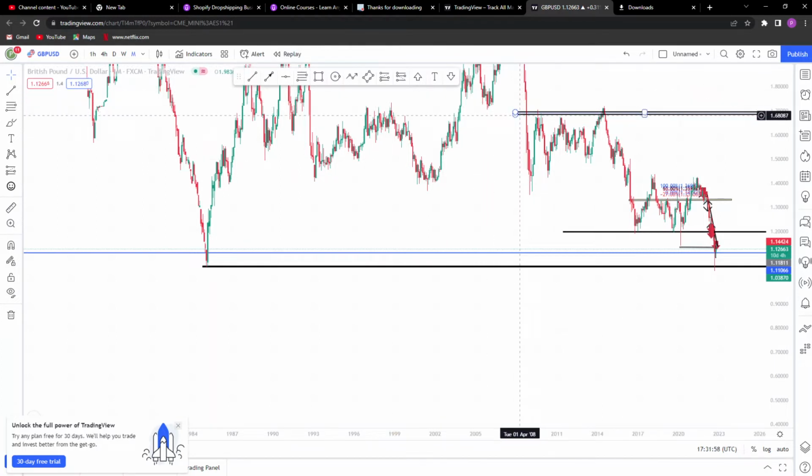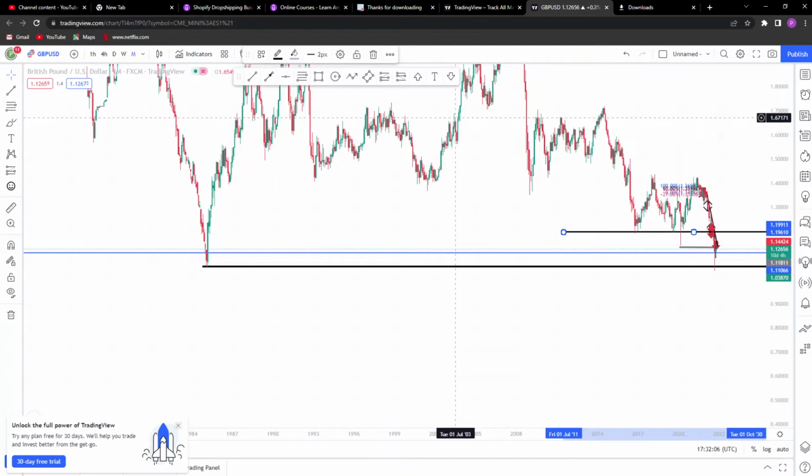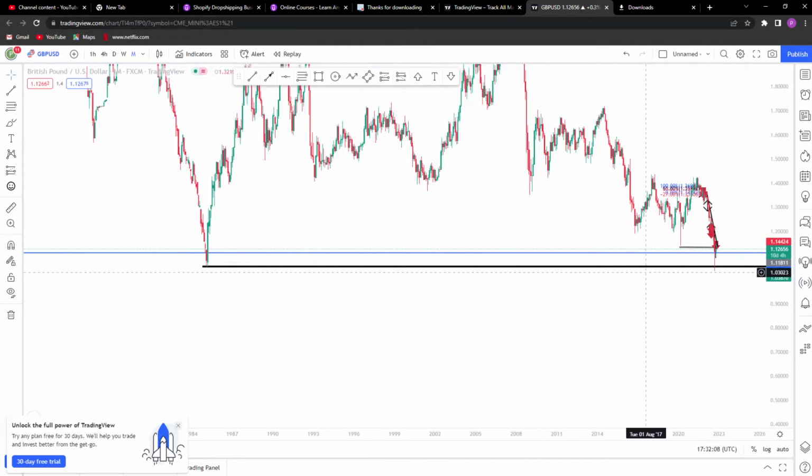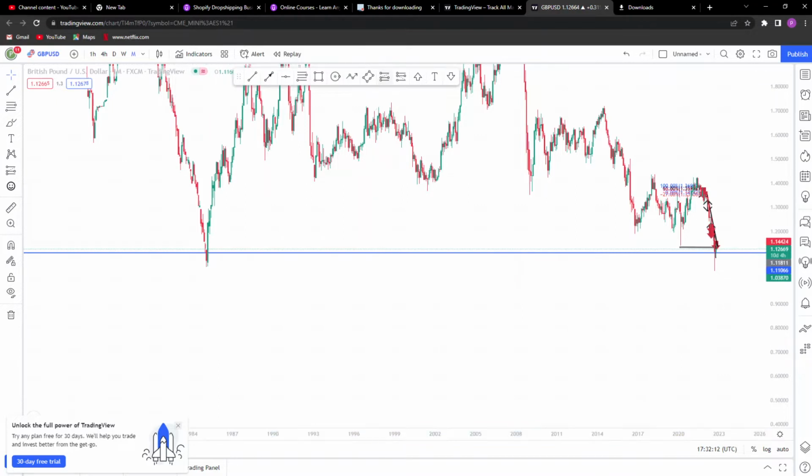You see, zones guide you. They tell you where the market is going to come to, and there's going to be a turning point, an area you have to watch out for. So let's just identify some zones.